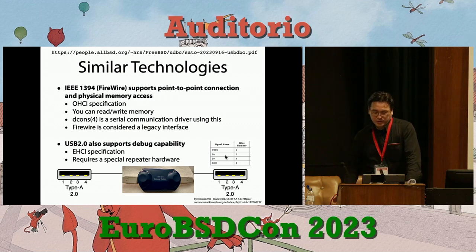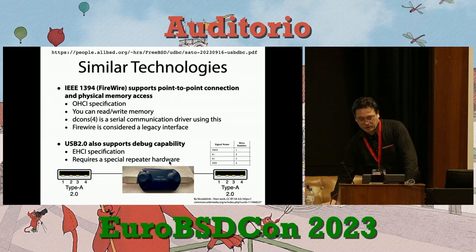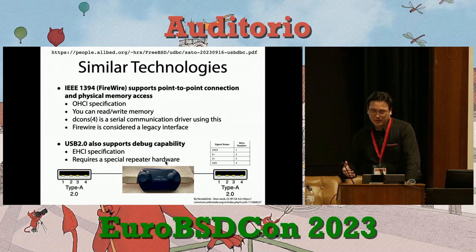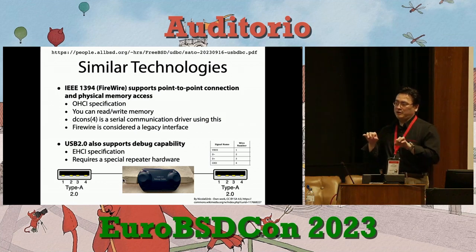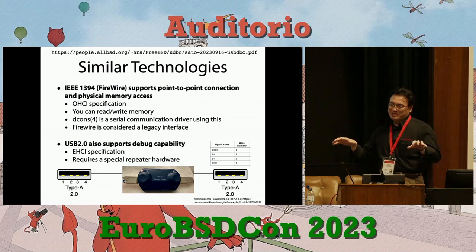So the specification says that if you want to use the debug capability of USB 2.0, you need special repeater hardware at the intermediate point between the debug host and the debug target.